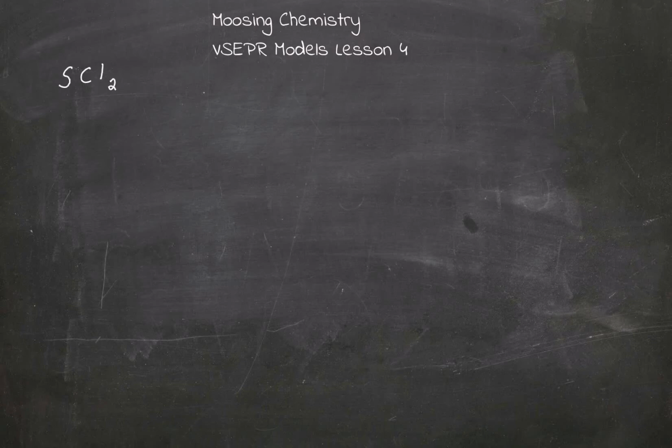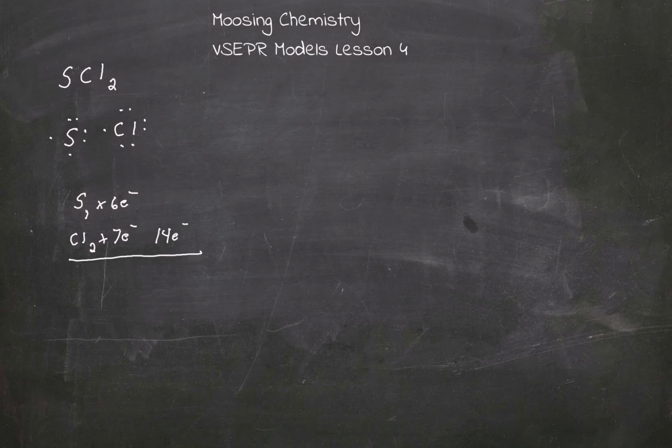SCl2. Now sulfur is in group 16 and has 6 valence electrons. Chlorine is in group 17 and it carries 7 valence electrons. So let's go ahead and add all this up. Sulfur is 1 times 6 electrons, and chlorine is 2 times 7 electrons. So let's total this up. We get 14 valence electrons for the chlorine, 6 valence electrons for the sulfur. Okay, that looks pretty good. So now we're going to make that 20 valence electrons. So whatever structure we draw has to have 20 valence electrons.